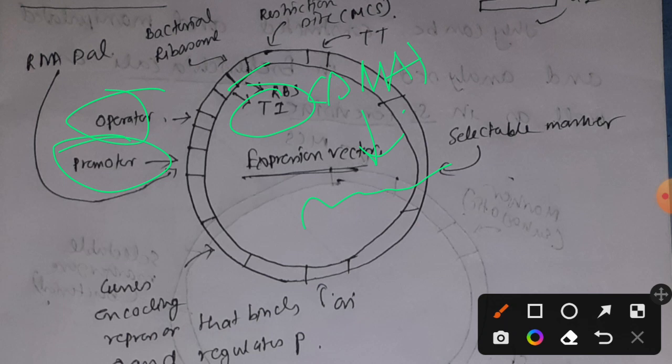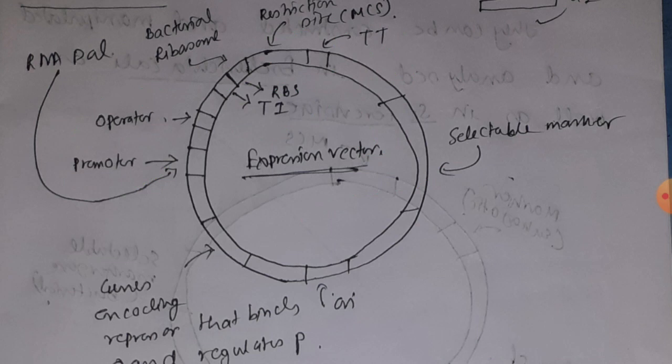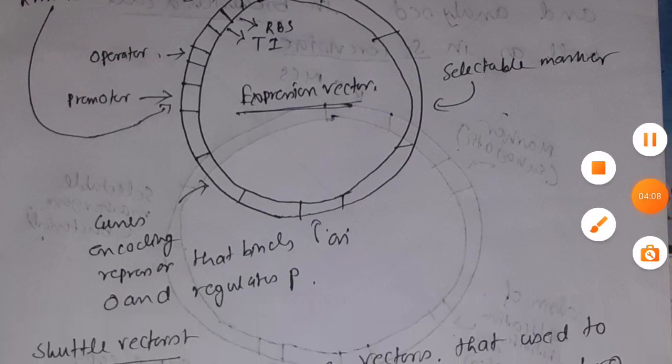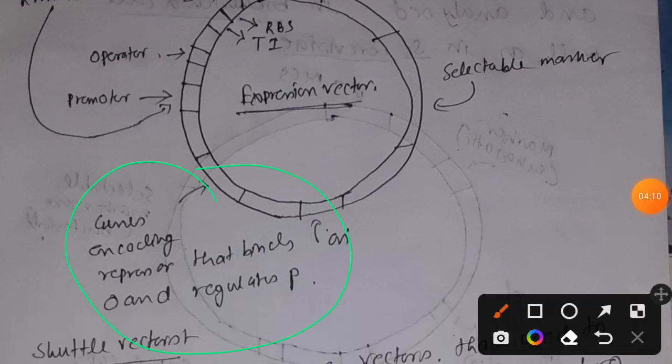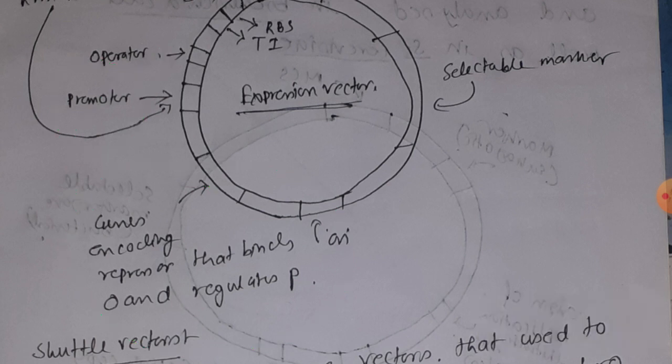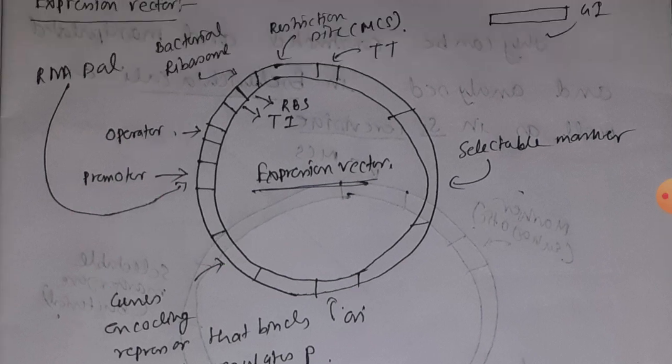After the ribosomal binding site there will be the MCS, which is the insertion point for your gene of interest. Along with that there should be transcription terminators, right? Another important thing is that we need genes which encode repressors that bind over the operator and regulate the promoter. That is all the ingredients that we need for the expression of a gene of interest.